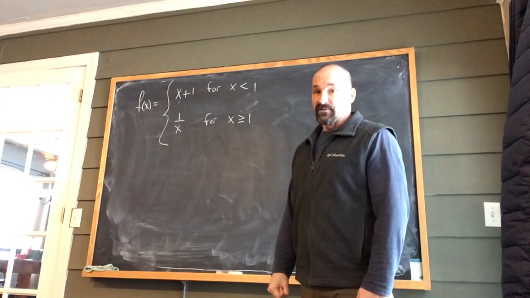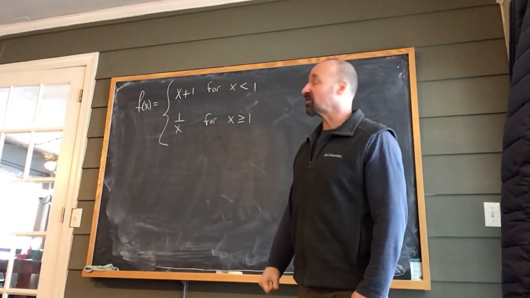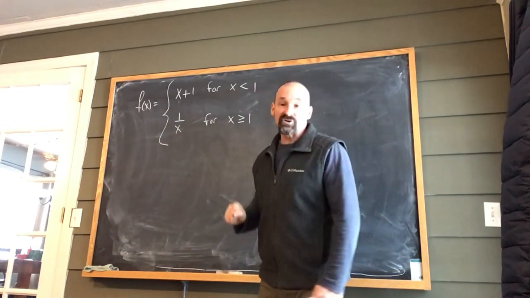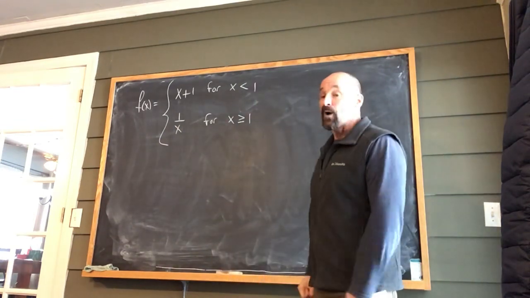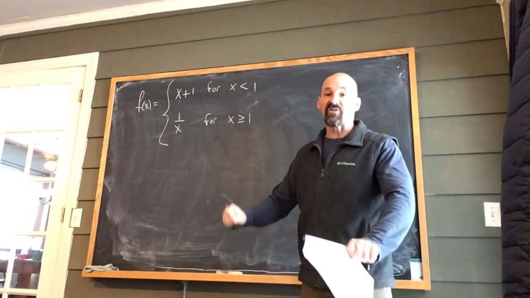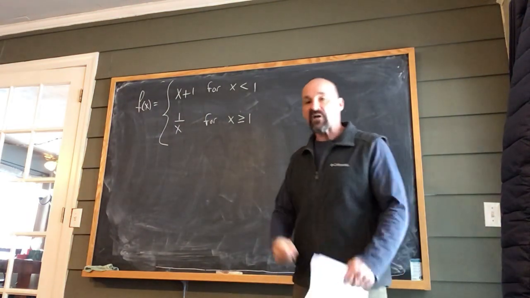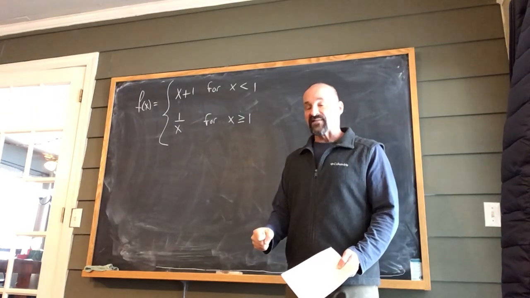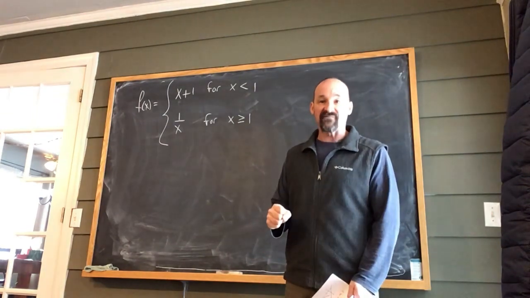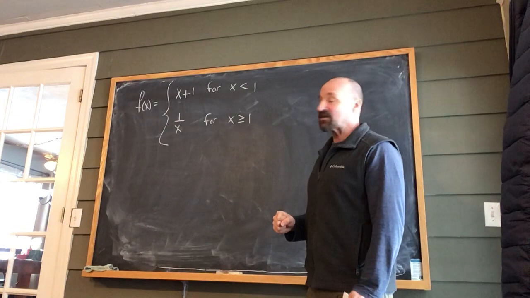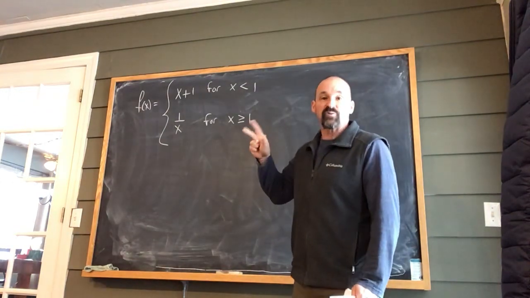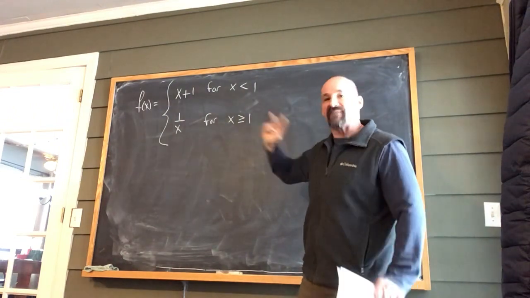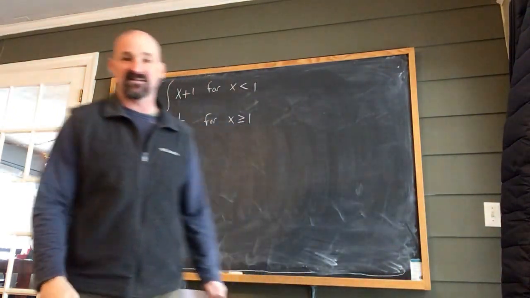Okay, so note that this piecewise function is made up of a polynomial and a rational function. So both of those functions are continuous on their entire domains. If you've got a piecewise function that's made up of continuous functions, then the only place that you might have discontinuities would be at any of the switching points. There's only one here, x equals 1. So I have to examine what happens at x equals 1.